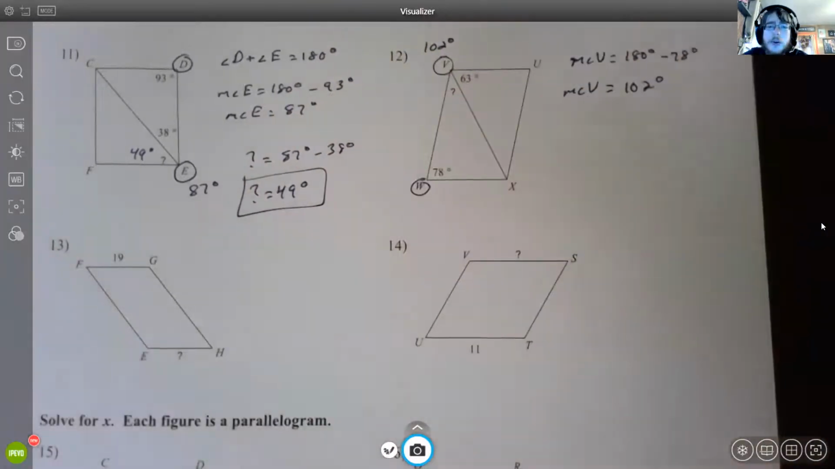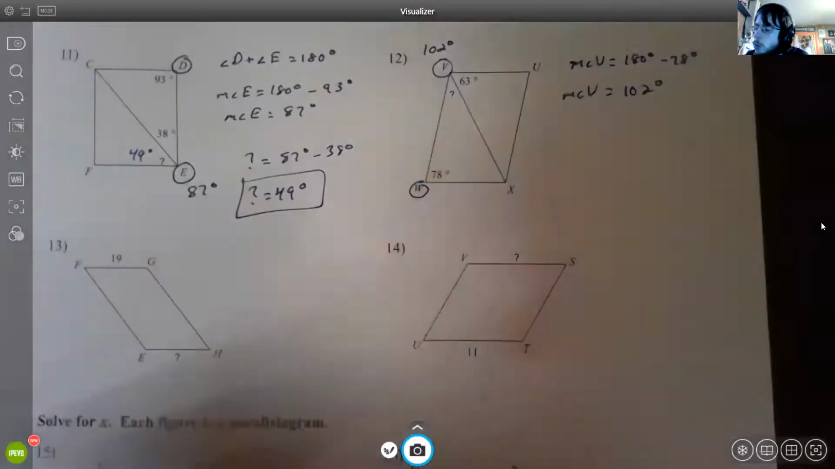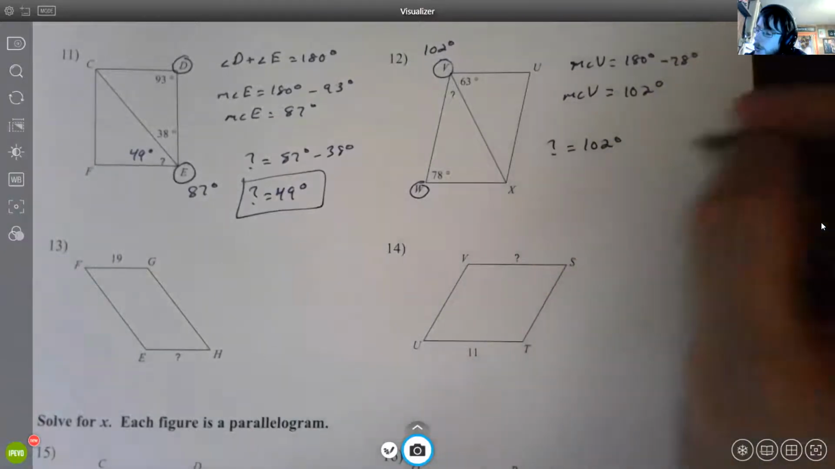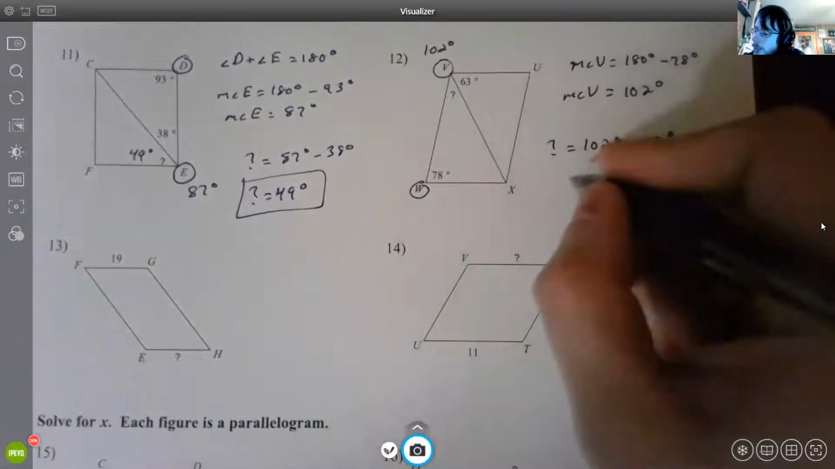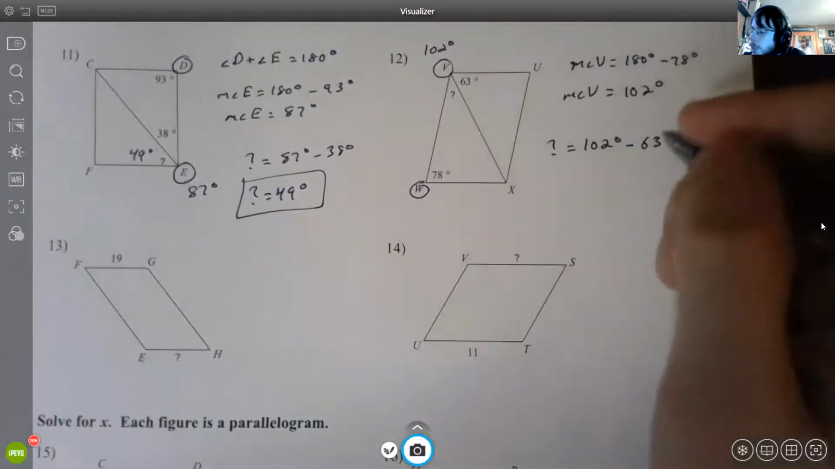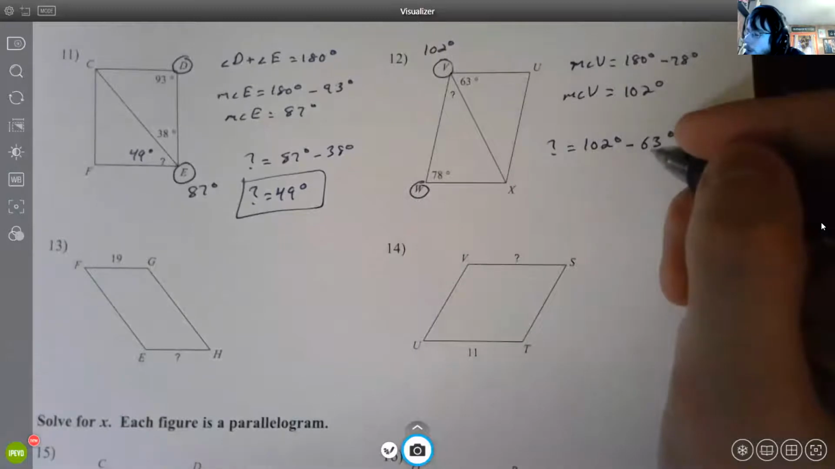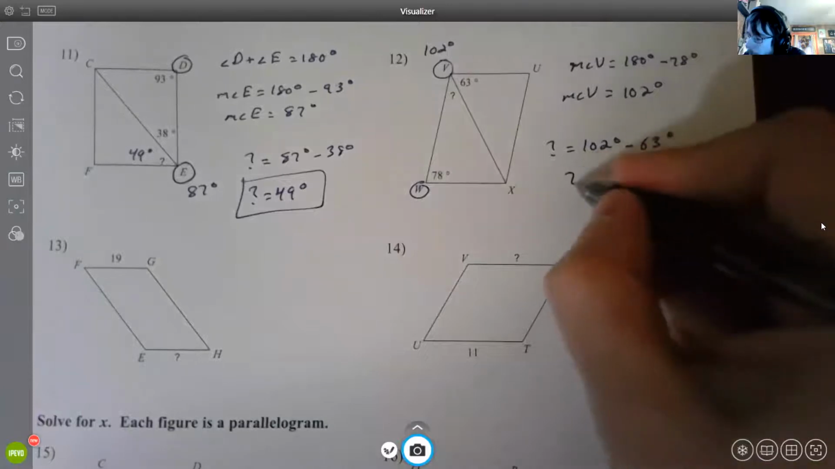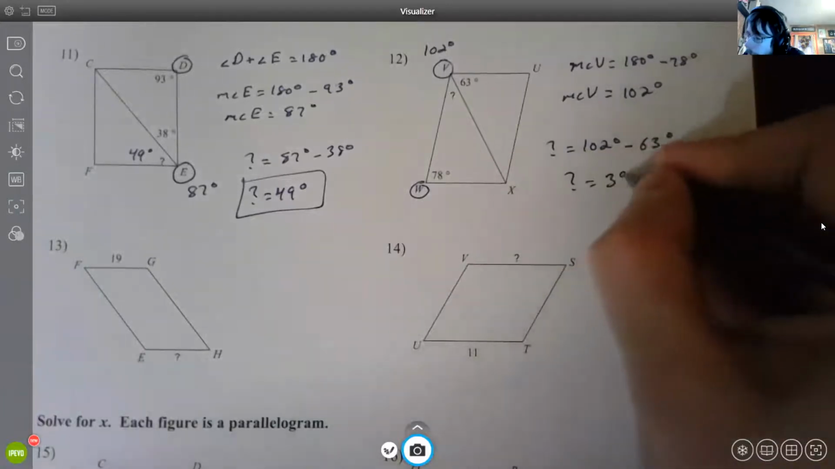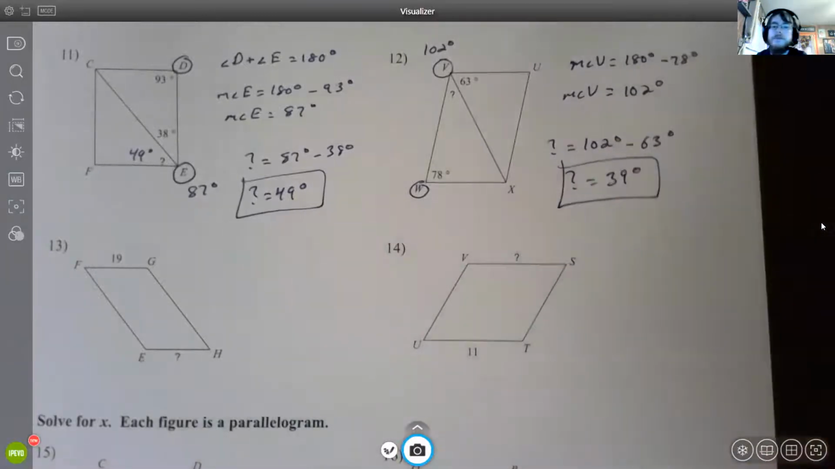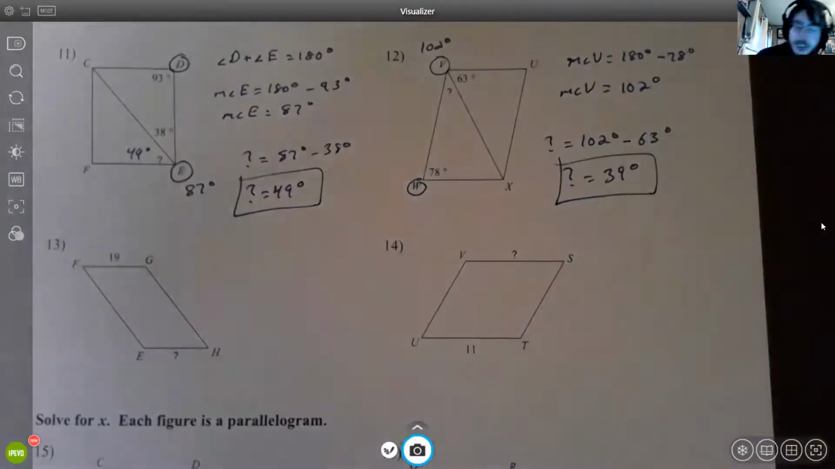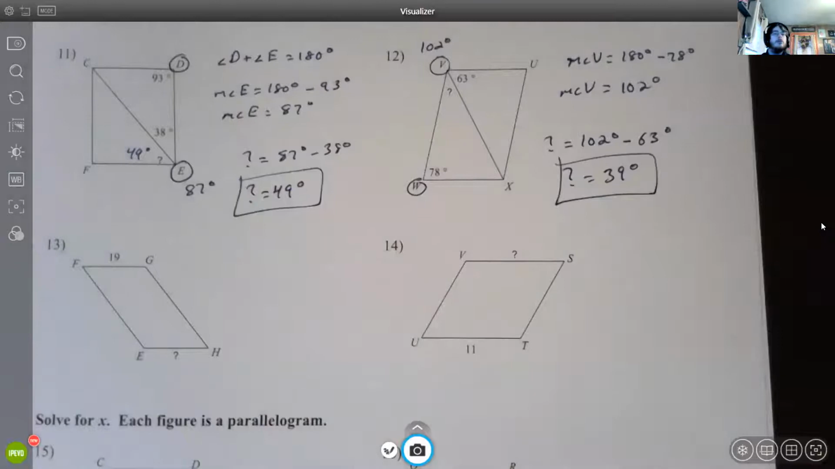Well, we know the entire angle of V is 102, and we know one part is 63. So to find our missing part, we take the whole thing of 102 and subtract our part of 63 degrees. And when you do that, you get that your missing angle is 39 degrees. So that tells you just about everything you know regarding finding missing angles in parallelograms.